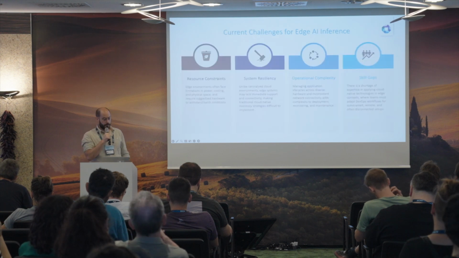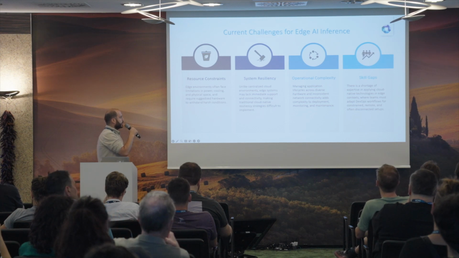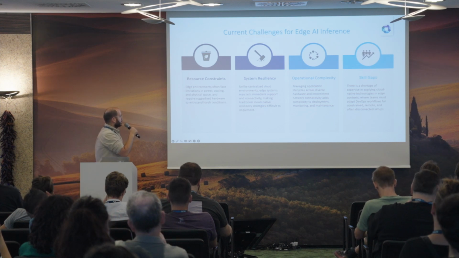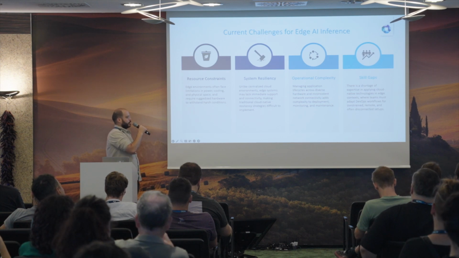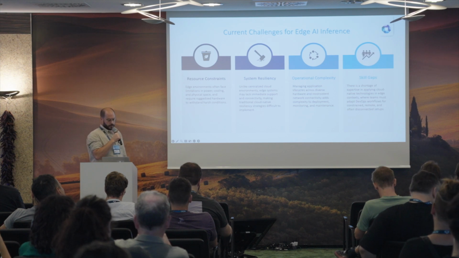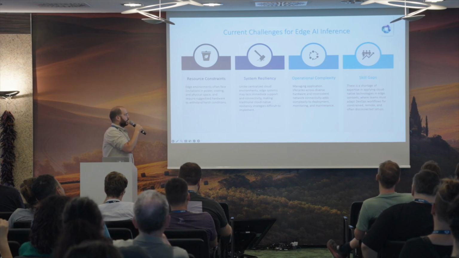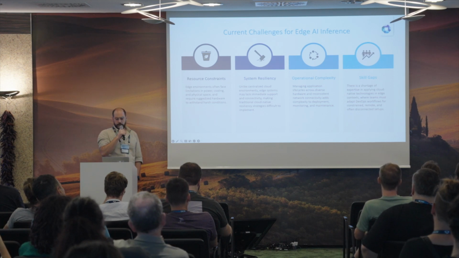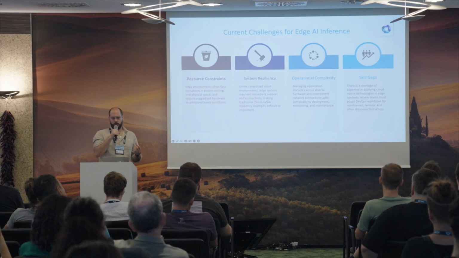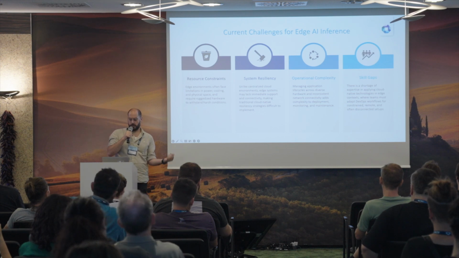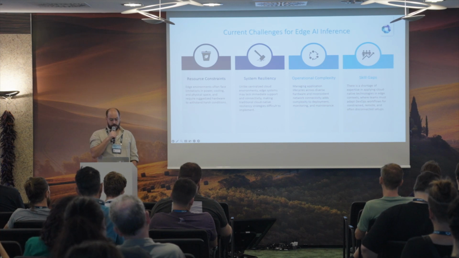But we still have challenges with edge and edge AI inference. So we still have some resource constraints. Sometimes the servers or the environments we have on-premise are limited, and therefore we really need to check what we want to deploy on the edge, what we really can deploy on the edge, and what we should maybe better take to another place to respect these constraints.